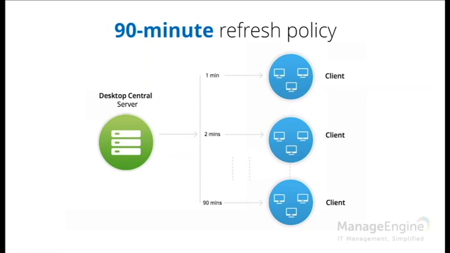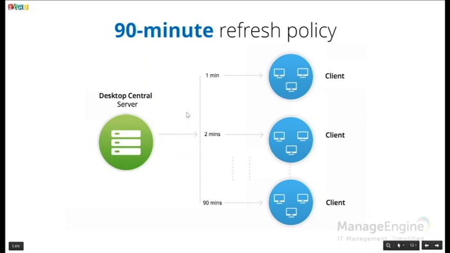To handle this scenario, we have a feature called the 90 minutes policy, where the Desktop Central server will streamline this agent server communication in a balanced manner, so that in the first minute, only 10 computers will take the task and execute on the client machines. And in the second minute, the next set of 10 machines will communicate, take the job and execute, and so on.